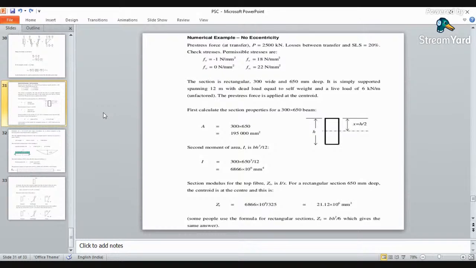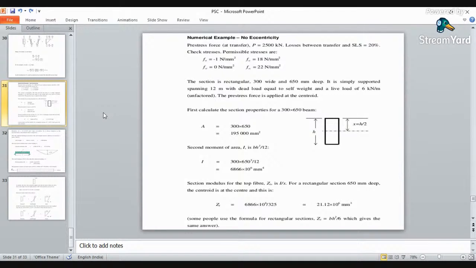If not, then again we do not have to consider any sort of load. Okay, so what is given to us? Pre-stressing force is given, a pulling force of 2500 kilonewton. Losses between transfer and serviceability. Okay, when pre-stressing has been done in stage 1 and when it is kept in serviceability.